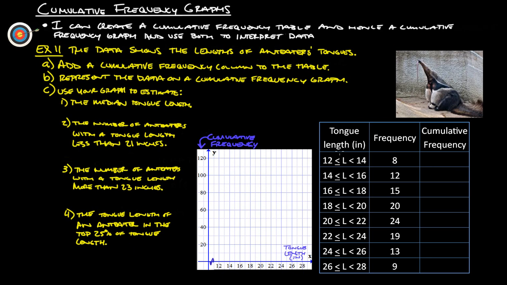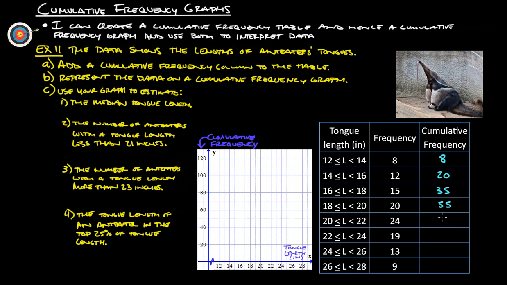So we've got tongue length between 12 and 14. There's 8 of those. So cumulative frequency, there's 8 total so far that we've counted. Now there's 12 that are between 14 and 16. So now there's a total of 20. So this is just a running total here. 20 plus 15 is then 35. Add 20 more, and that is 55.